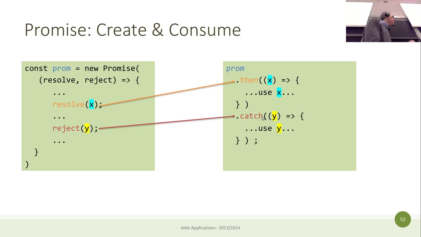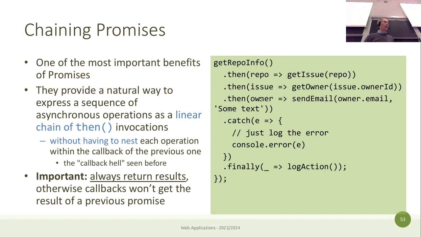Actually, let's say you register the callback with the dot then and dot catch. I say register and not execute because they are executed afterwards, okay? So we are just notifying the promise that when the promise is fulfilled, this callback should be executed. When it is rejected, this callback should be executed. So with dot then, when the promise is fulfilled, we execute this code, and the value that we have put in resolve is the one we get here as parameter. And so we can use it. And the same for the reject. And one of the big advantages of using promises is that we can chain them.